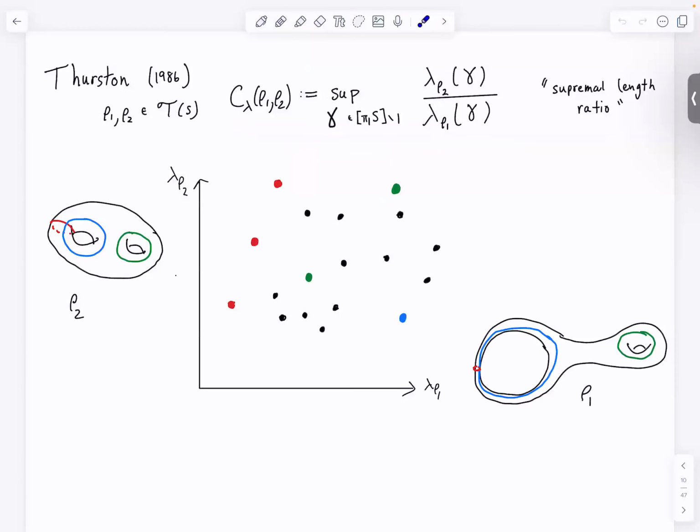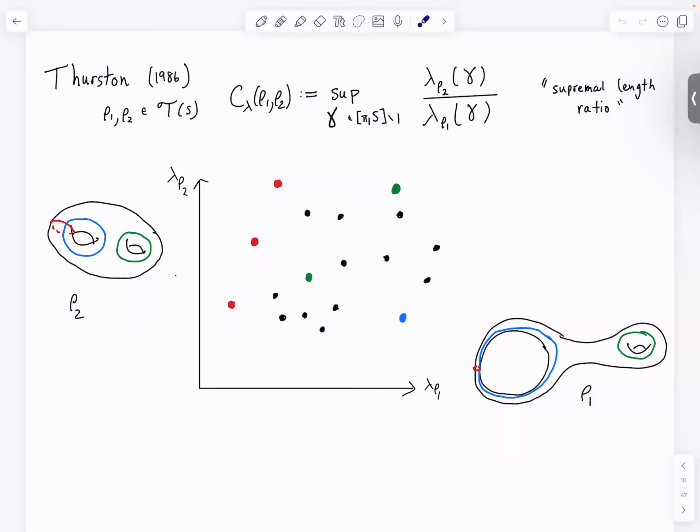Let me draw a picture of what we're doing here. I have two hyperbolic metrics, rho 1 and rho 2. I've drawn rho 1 on the x-axis and rho 2 on the y-axis. For each homotopy class of curve on the surface, I pull it tight as a geodesic in rho 1, and as a geodesic in rho 2, and I plot the pair of lengths as a point in the positive quadrant of the xy plane. I plot all of these infinitely many points.